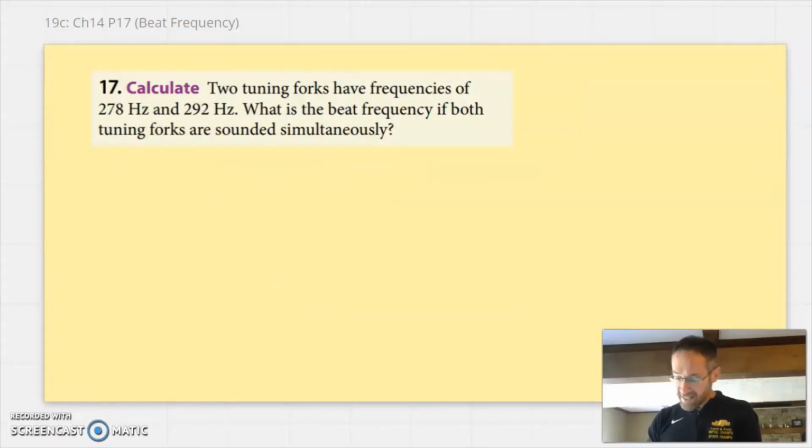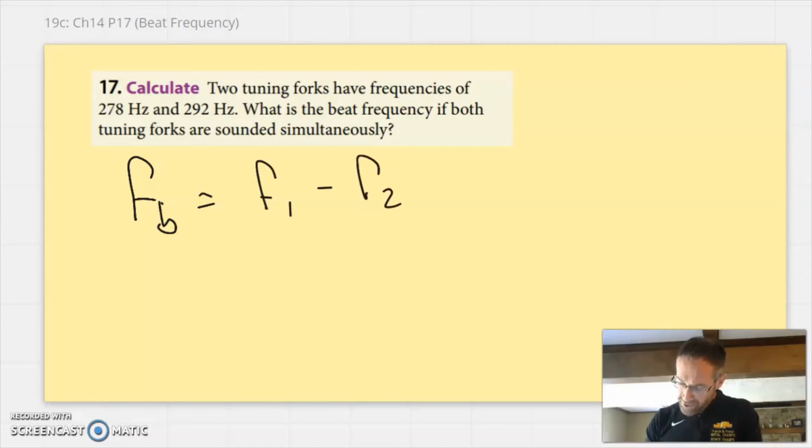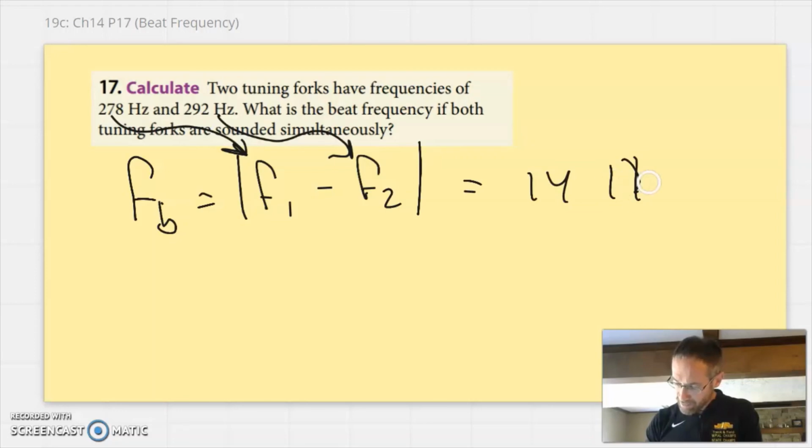On number 17, it says two tuning forks have frequencies of 278 and 292 hertz. What's the beat frequency? We know that the beat frequency is frequency 1 minus frequency 2, absolute value of that. Take one of them and put it where you like, put the other one in the other slot, and I'm going to get 14 hertz.